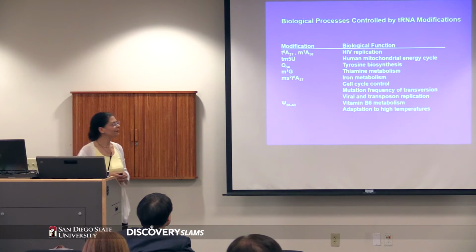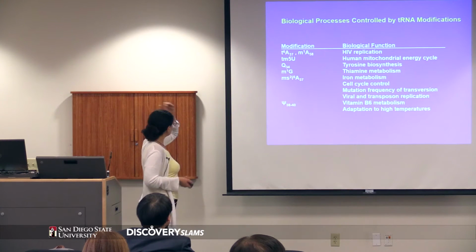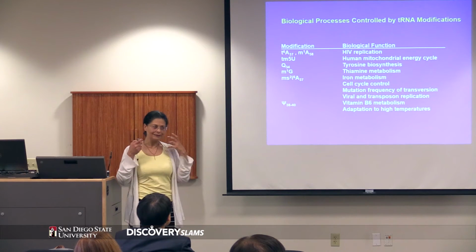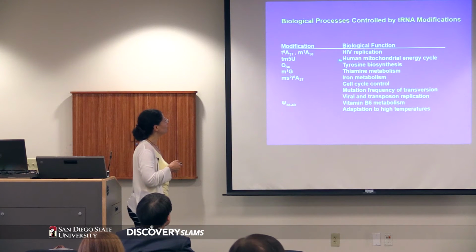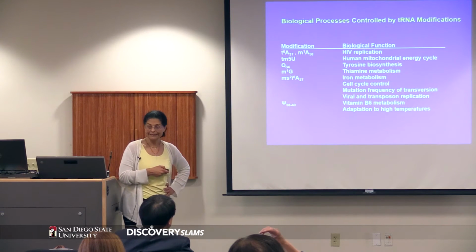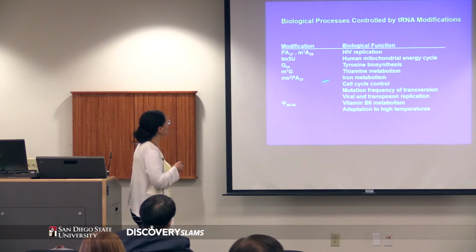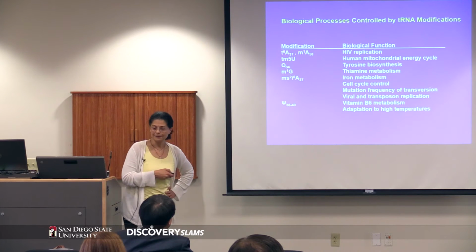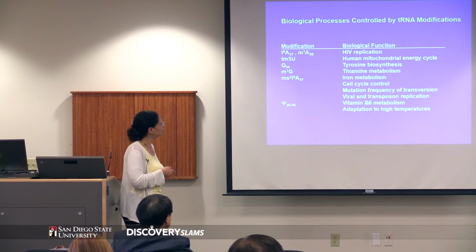So we're interested in how they are made, but before that, I want to give you an overview of what they're for. There are numerous functions that have been found, but the most relevant one that most people are interested in is their role in HIV replication. Several of these modifications have been implicated directly in the ability of HIV to replicate inside our immune cells. And there's a myriad of metabolic functions these modifications are necessary for, in addition to, as I said, adaptation to high temperature.